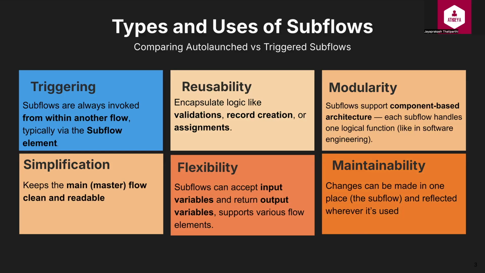Finally, they shine in maintainability. When a change is needed, you update the subflow in one place and every flow uses its benefits instantly. This makes them perfect for scalable enterprise-grade automation. Changes can be made in one place, that is the subflow, and reflected wherever it is used. It makes it easier to debug, test, and deploy, and is great for long-term automation governance and org scalability.